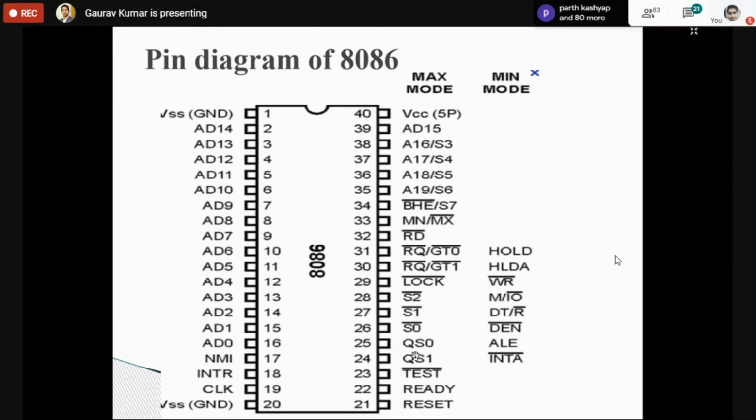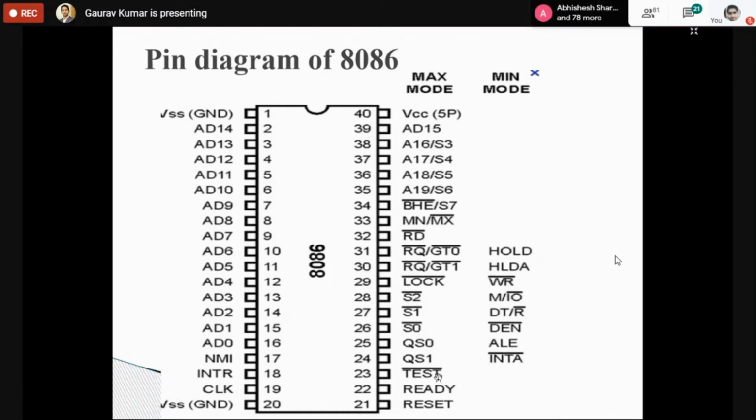So this QS0 and QS1 along with test bar, these are given in the system just to connect 8087. Otherwise these are of no use. The others, like the 8089, will also be connected, but S1 and S0, QS1 and QS0 along with test bar are given in this 8086 processor in max mode for connecting the 8087 IC.